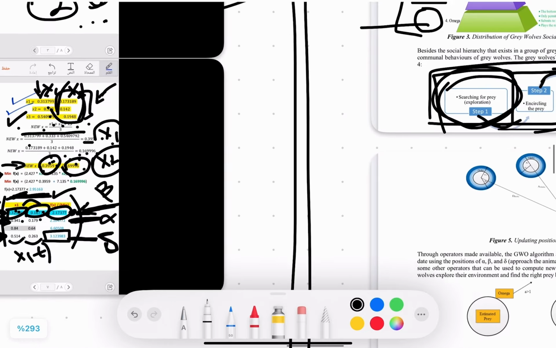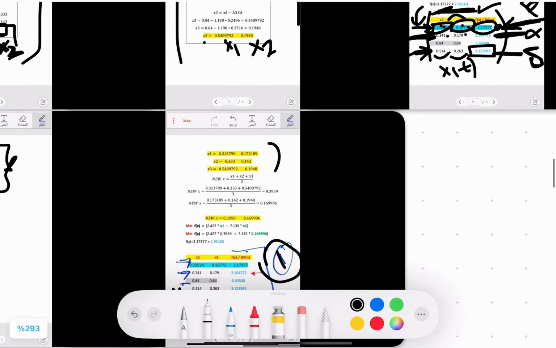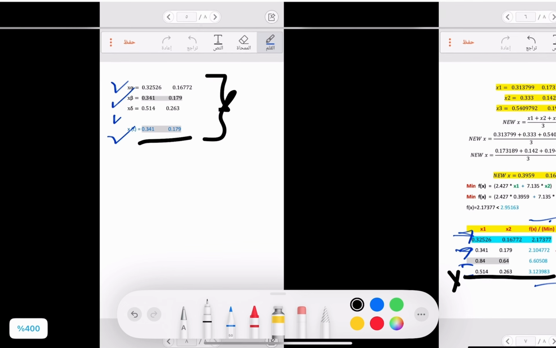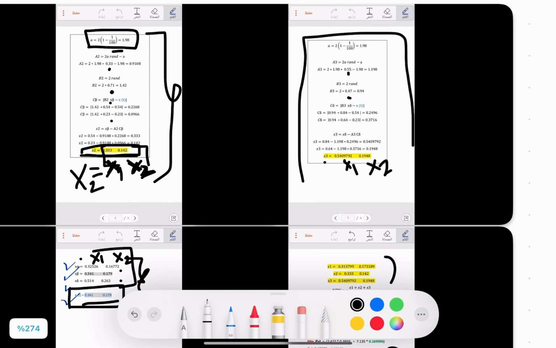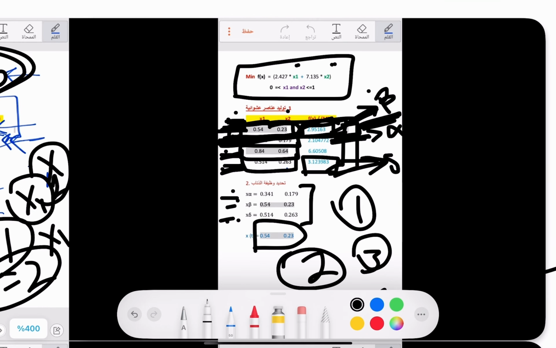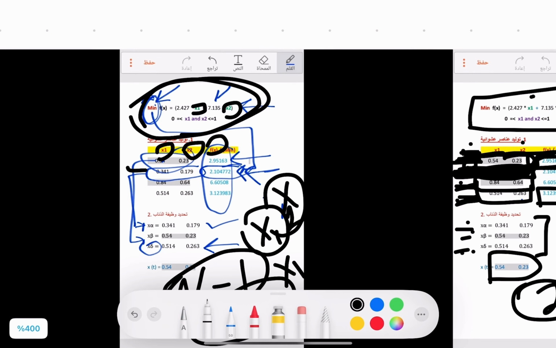Once we know that these are the new values for x alpha, x beta, x gamma, we found the corresponding values of their x1s and x2s. We are getting the x of t as the second row values, like we can see in here, which are these values here, which is 0.341 and 0.179.